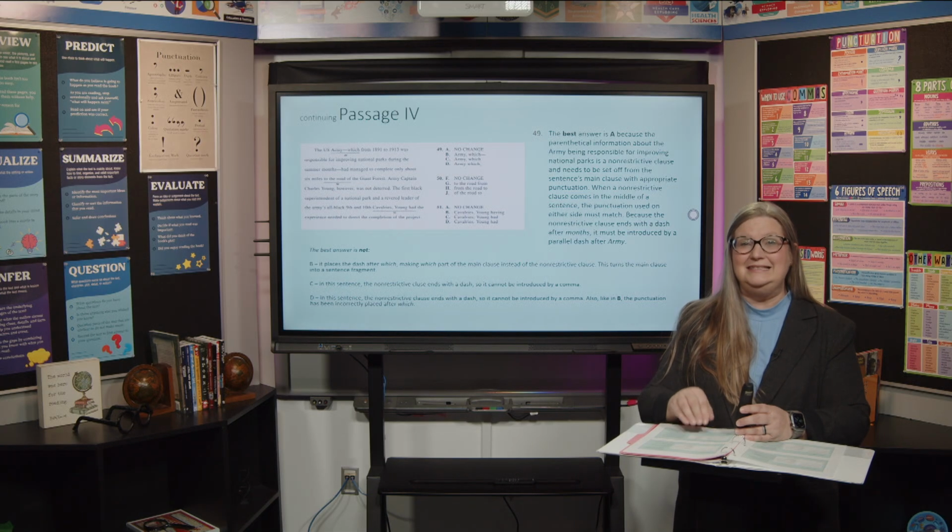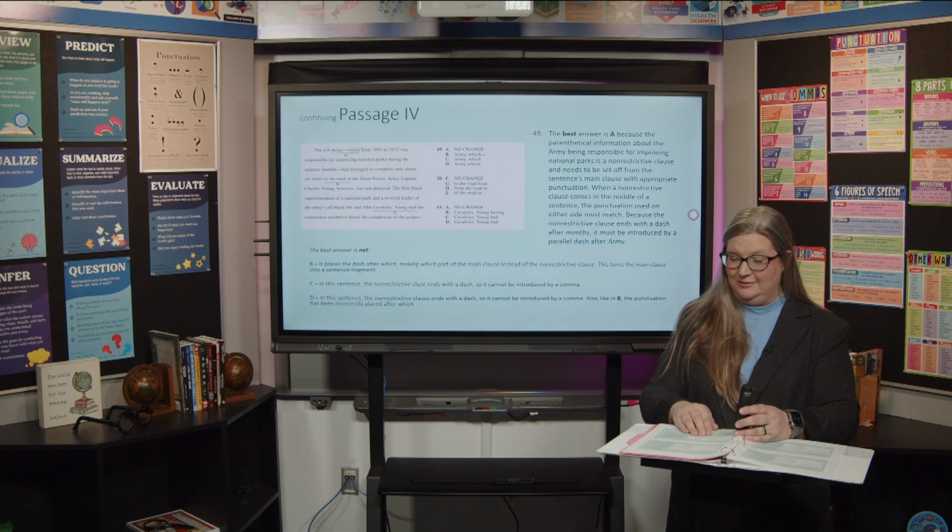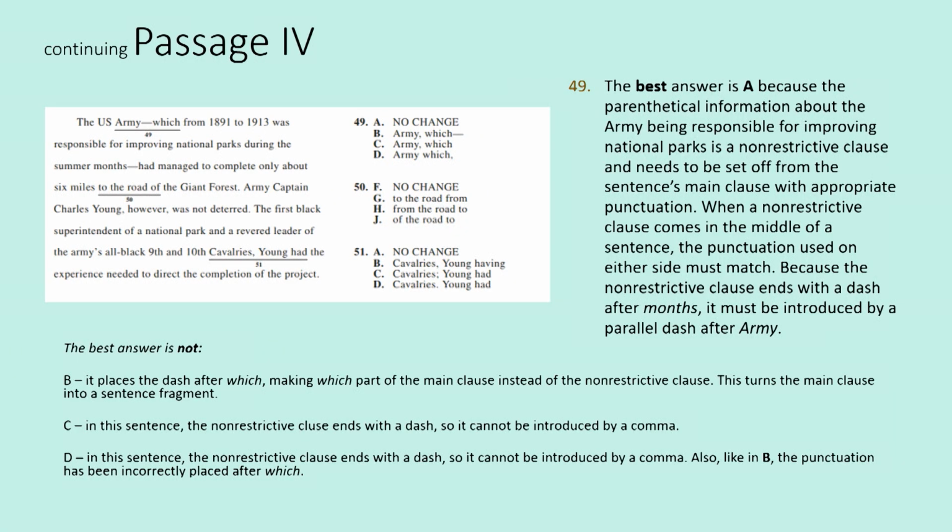Question 49 does not have a question stem. The best answer is A, because the parenthetical information about the Army being responsible for improving national parks is a non-restrictive clause that needs to be set off from the sentence's main clause with appropriate punctuation.